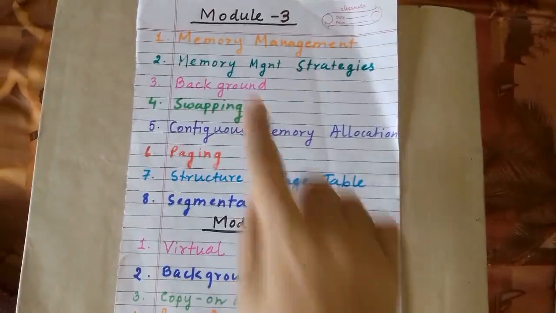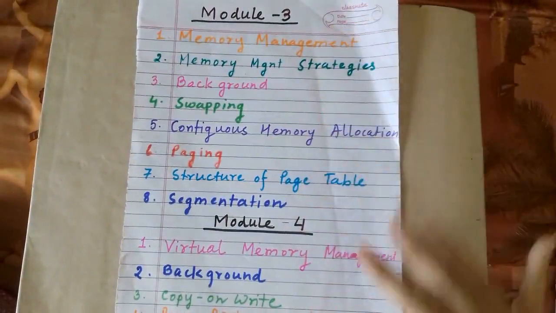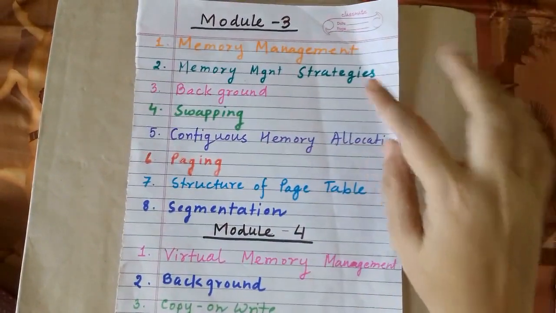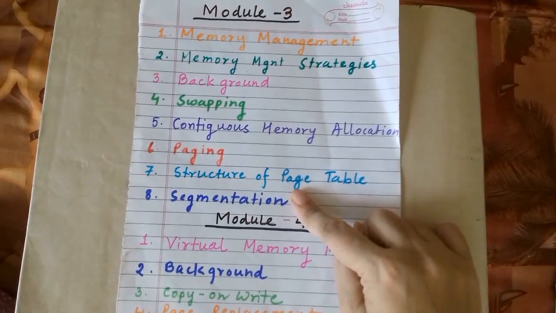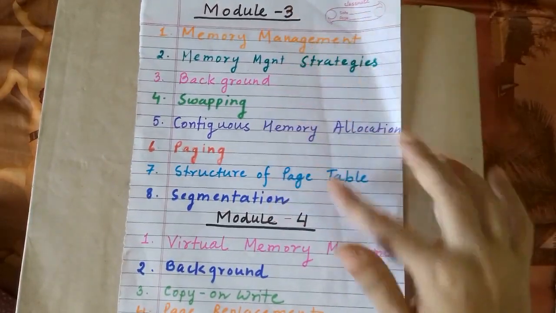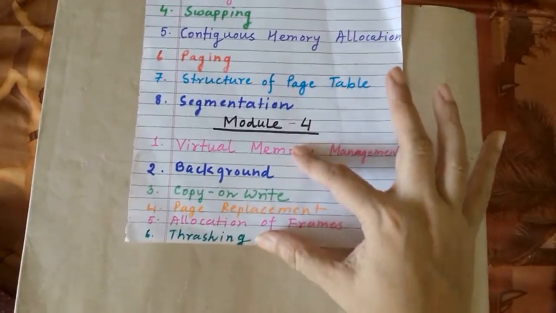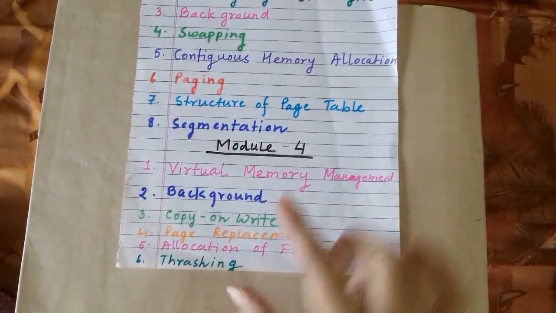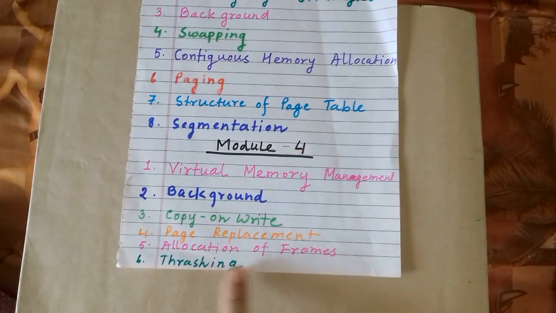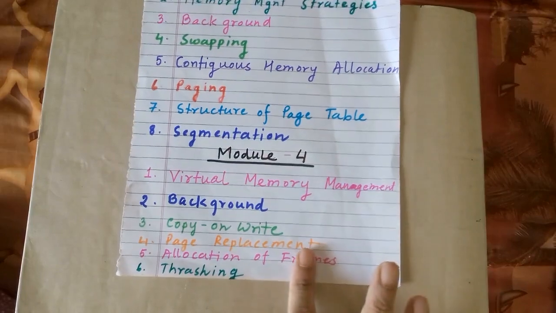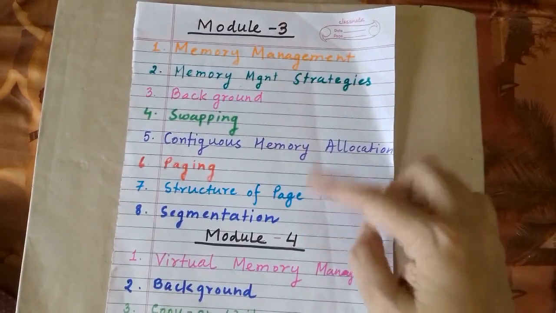In this video, we'll try to cover memory management. Usually, memory management will be divided into two modules, especially according to the VTU syllabus. The first part of memory management will be the last portion of module 3, and the last part of memory management will be the first portion of module 4. This portion, memory, virtual memory, background, page replacement, allocation of frames and thrashing, is already given through video. So this part we'll try to cover.